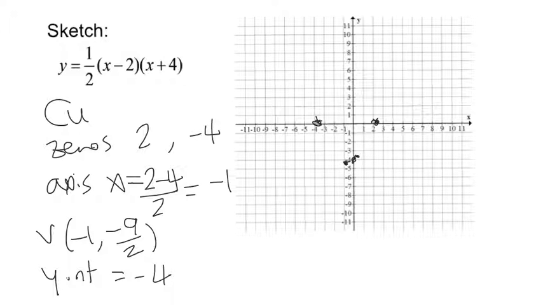Okay, so I have 4 points, and I'm going to join them up as best I can, just like that. Boom. And now my sketch is done. You can see that it passes through the zeros, it passes through the vertex, and it passes through the y-intercept. And it's even concave up, which is what I demanded right at the beginning. So everything matches up, and I know I've done it correctly.